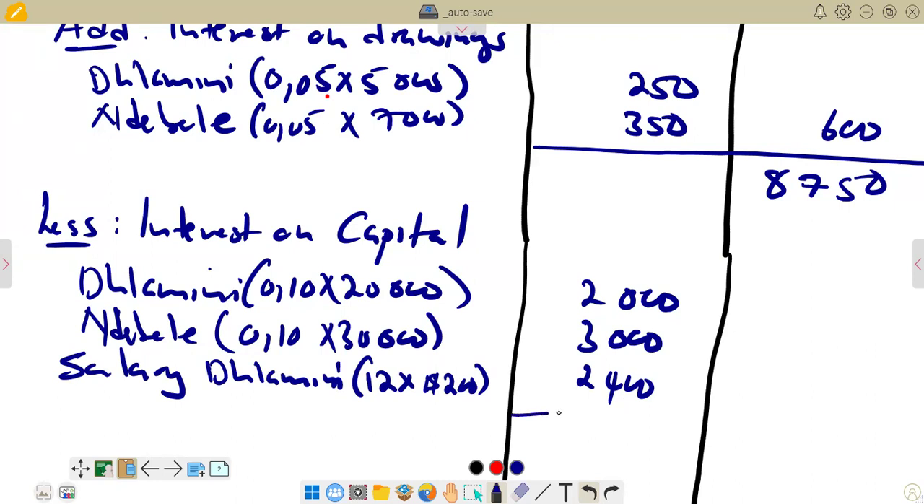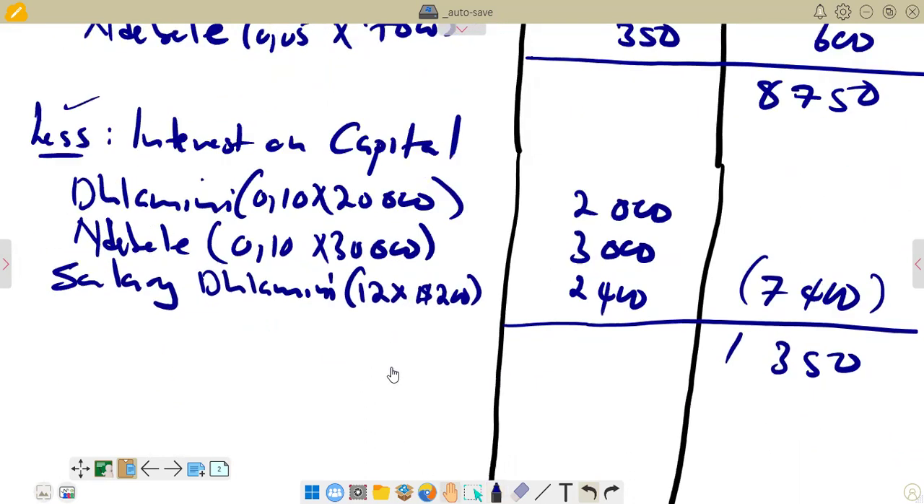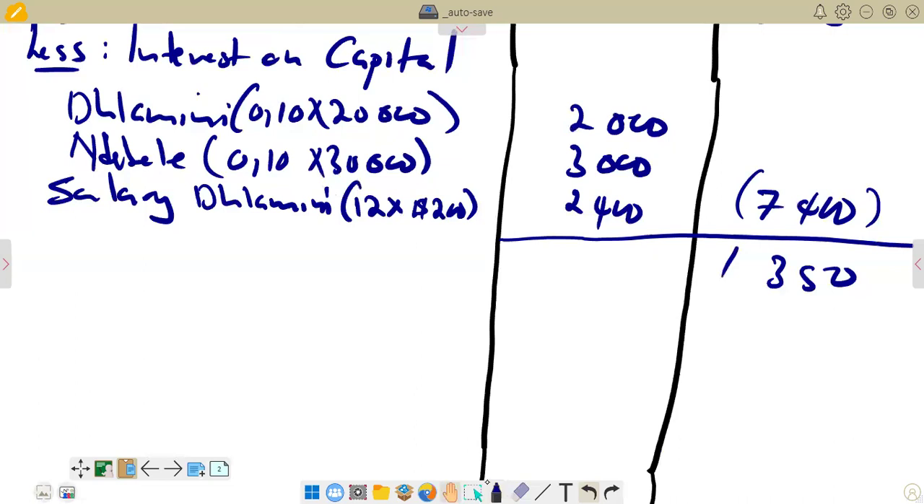So we now add. If we add there, you're supposed to say 2,000 plus 3,000 plus 2,400, you're going to get 7,400. So now we are saying less here, so it means we are subtracting. So we are now saying 8,700 minus 7,400, and you get 1,300. So this remains your profit that is to be shared, representing profits that need to be shared.